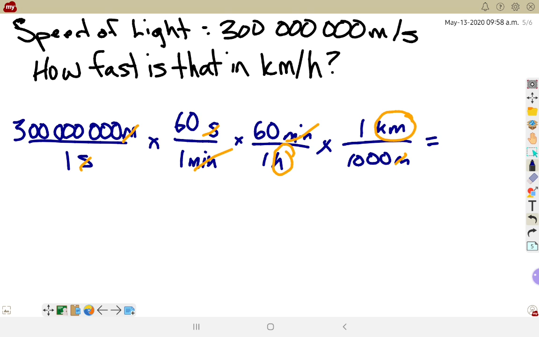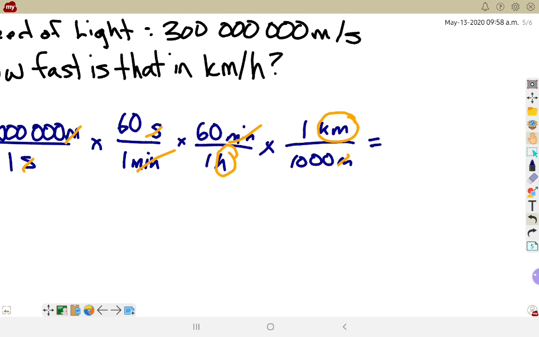Okay. So up top, I'm going to go 300 million times 60 times 60, and then I'm going to divide that by 1,000. And when we do all of that, I need a little bit more space. We get 1,080,000,000 kilometers per hour. So that's very fast.